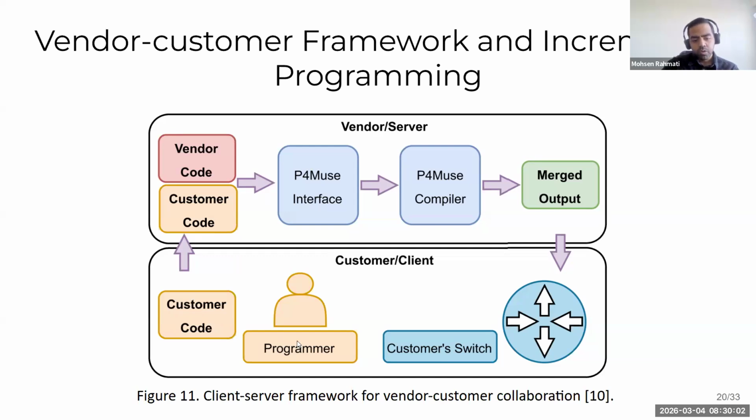For example, a programmer sent customer code to the vendor or to the server, and in the server, P4Muse can merge vendor code with customer code and create merge output, not merge code, to prevent showing vendor code to the customer. So the customer can reuse vendor code without seeing it and also use it.